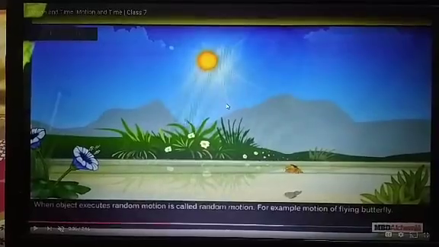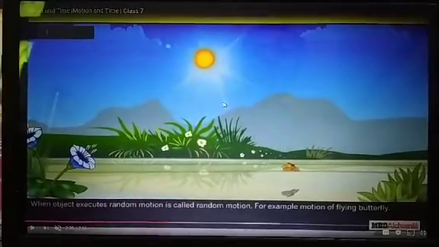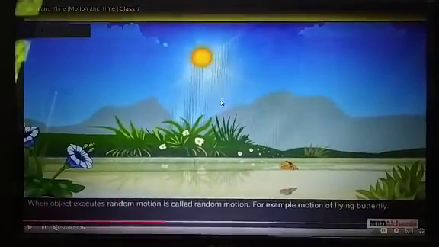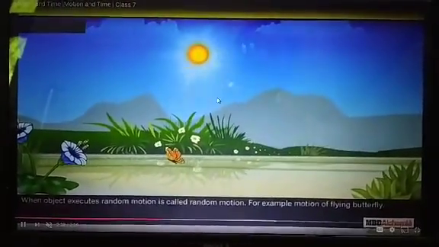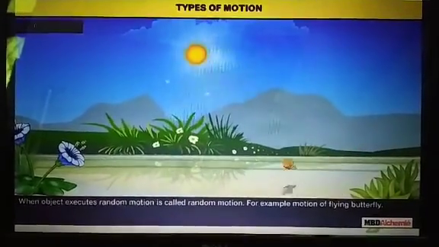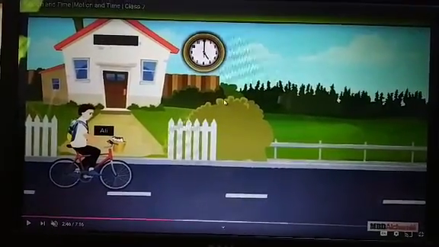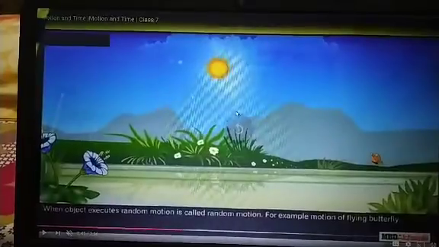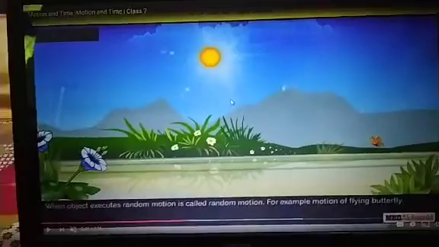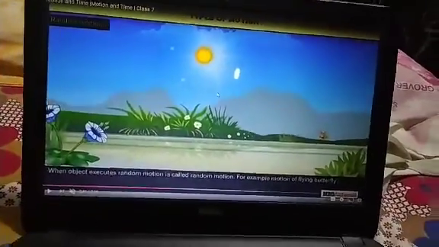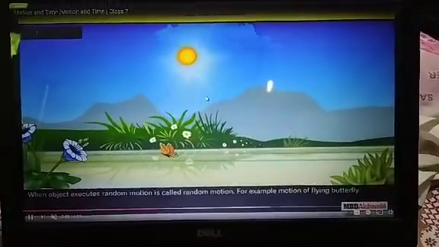Now our next is the random motion. Have you looked at a butterfly? It doesn't have a particular motion, that it will move in a straight line or in a periodic motion. A butterfly moves in any direction. That type of motion is known as random motion. Just look at this butterfly. Clear? When an object executes such motion, it is called random motion. An example is the flying butterfly.